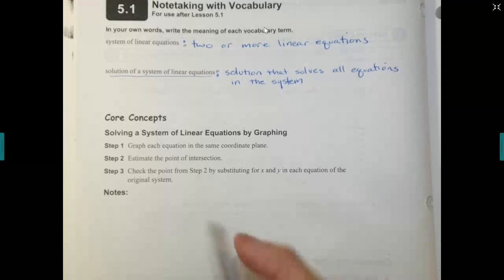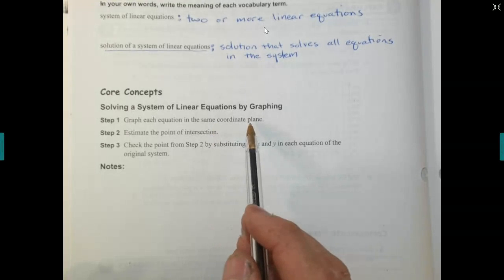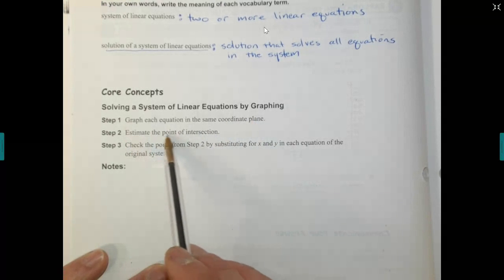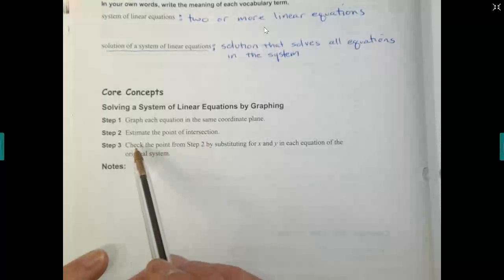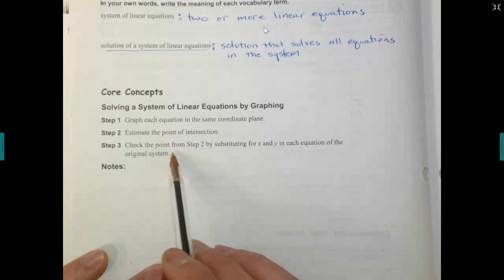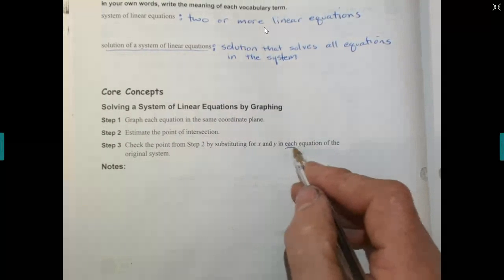So how do we work with these? Solving a system of linear equations by graphing, which is what we've been using with the Desmos calculator. We graph each equation in the same coordinate plane, which means we're in two dimensions, it's not three. Then we estimate the point of intersection, and check that point to see if it qualifies. We check the point from step 2 by substituting for x and y in each equation of the original system. And I'll show you what that means to check.